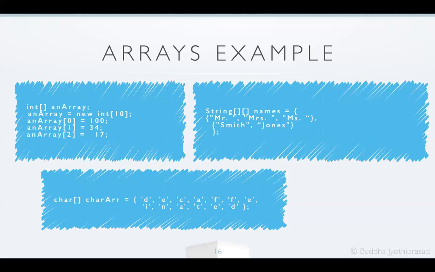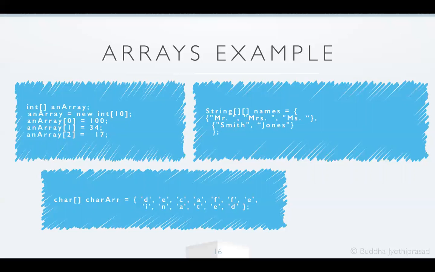The first element can be accessed by using an array of 0. If we say an array of 0 equals 100, the value 100 will be placed into that first element. And then when we say an array of 1 equals 34, the value 34 will be placed into the second element. In the same way, we can access until an array of 9.